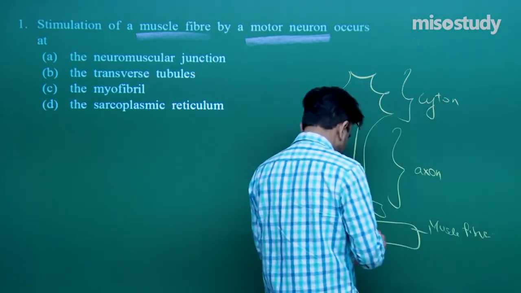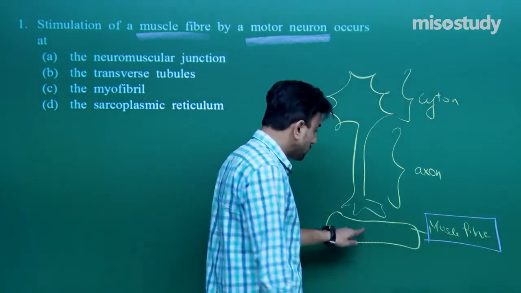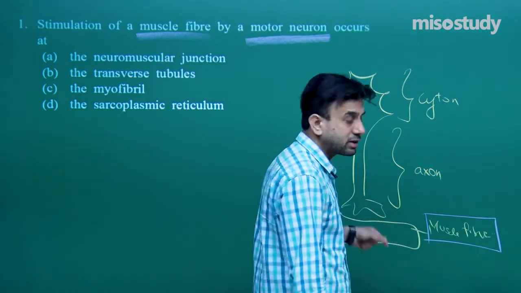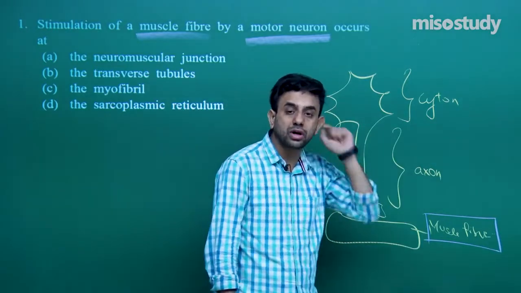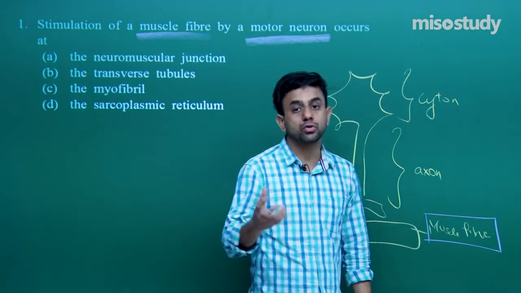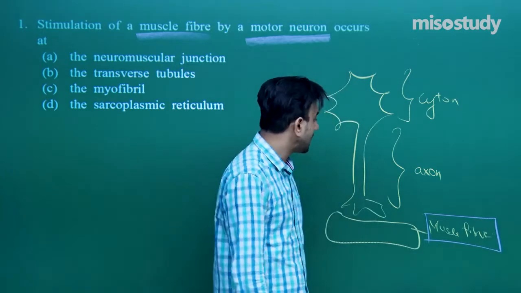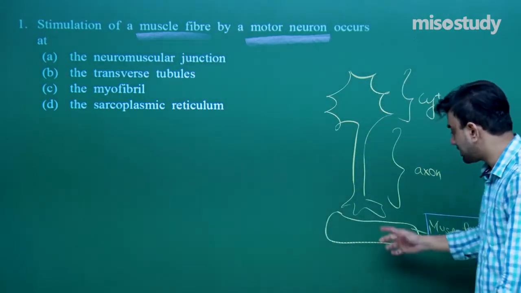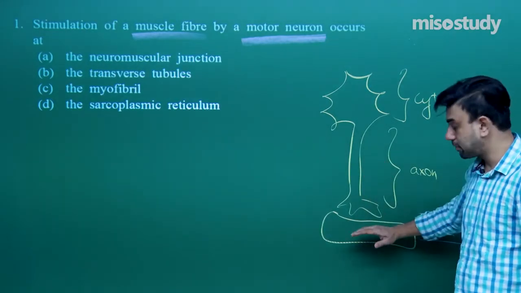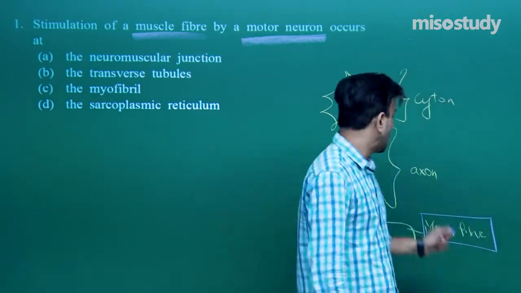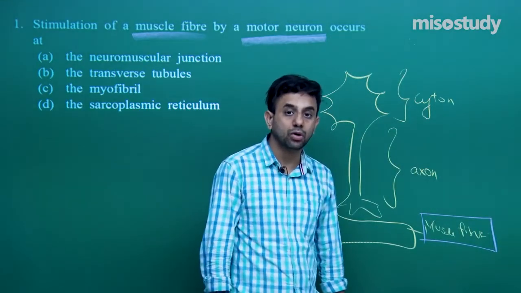So what this question is trying to say is that this muscle fiber is being stimulated by this motor neuron. This motor neuron is bringing the motor impulses, telling this muscle fiber to contract, or a gland to secrete a hormone. So the junction between the muscle fiber and the motor neuron is called the neuromuscular junction, the NMJ, or the motor end plate.